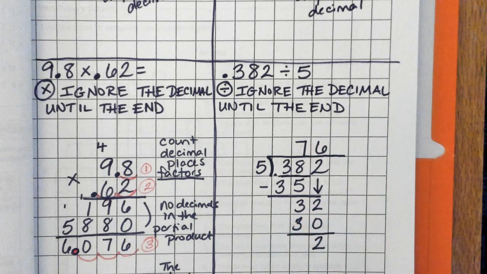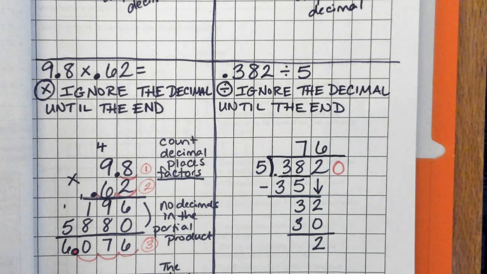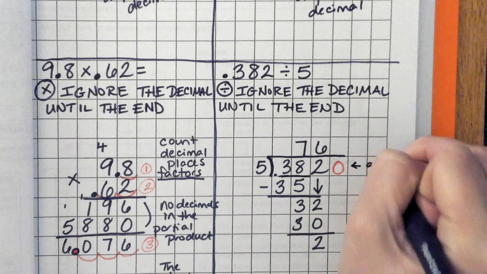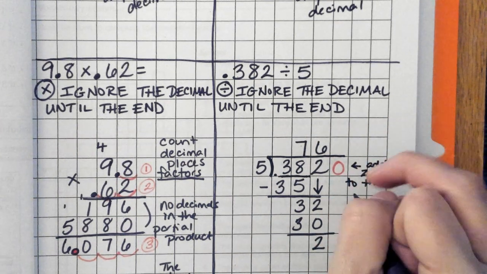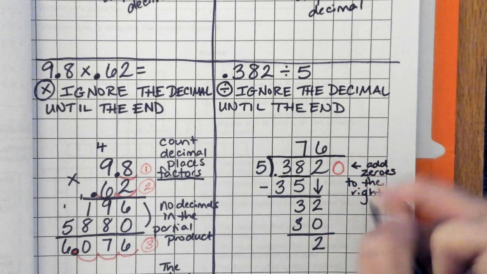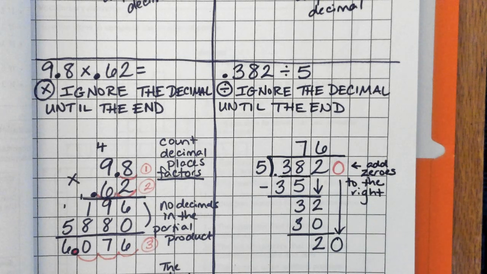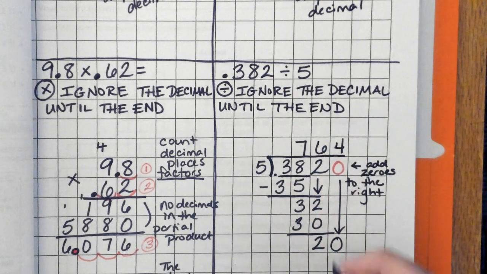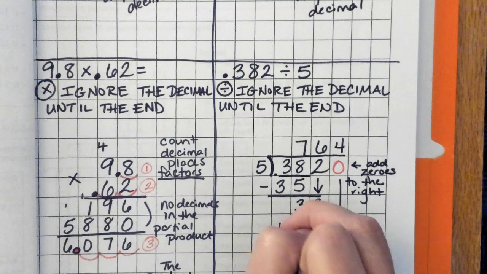And here's where I would have a remainder. But I'm not going to have a remainder because when you are dividing with decimals, you can keep adding zeros. Add zeros to the right. Once you've added that 0, you can drop it down. And now 5 goes into 20 4 times. 4 times 5 is 20, and now I have no remainder.